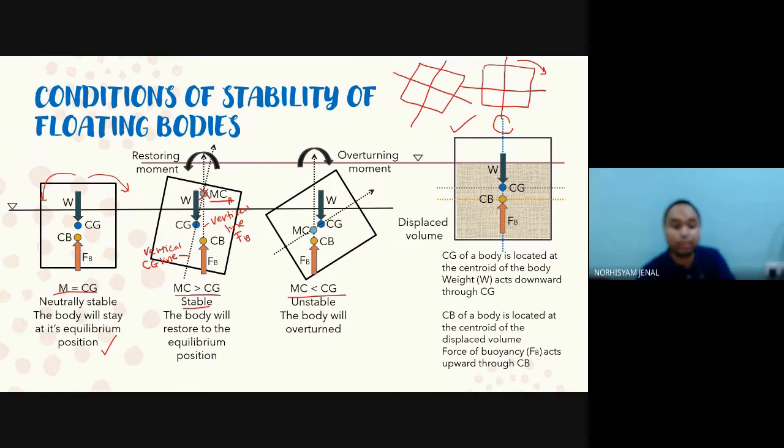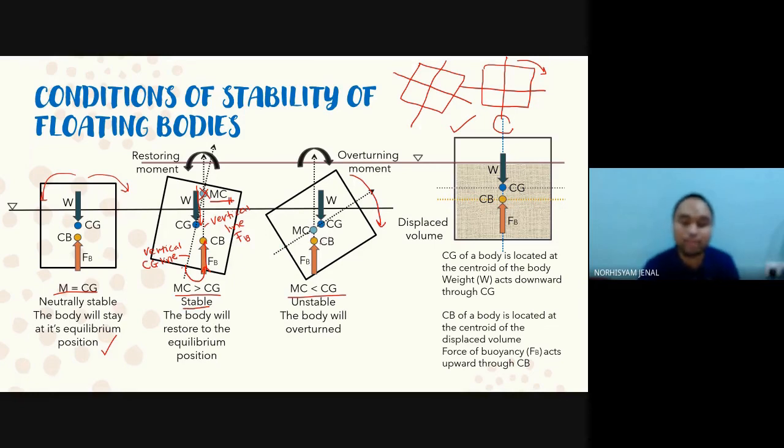What happens here is weight is going downwards like this, and force of buoyancy is going upward like this. So once again, we will have a restoring moment, as I showed in this picture. On the right side is a condition we call unstable. Unstable happens when you tilt it too much to the right. Now the body is like this. More of the body is actually inside the water, so the center of buoyancy will also change in position.